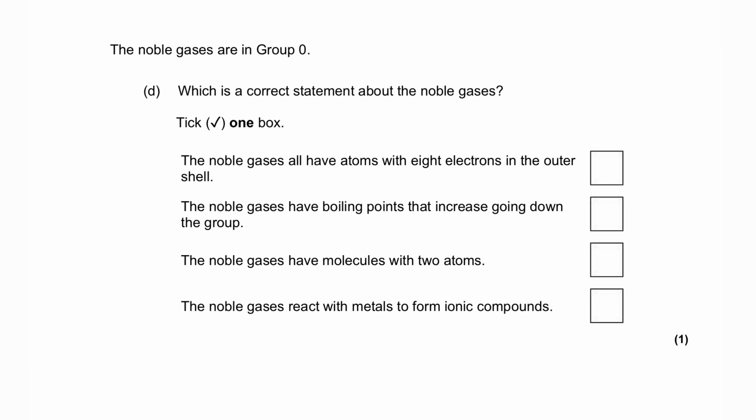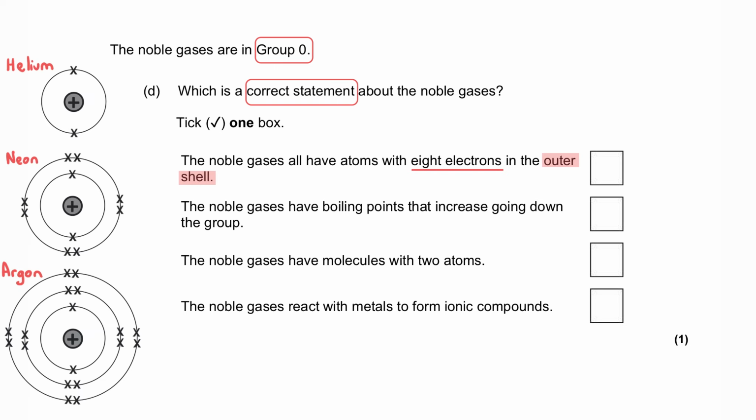The noble gases are in group 0, which is a correct statement about the noble gases. The noble gases all have atoms with 8 electrons in the outer shell. This is not correct.